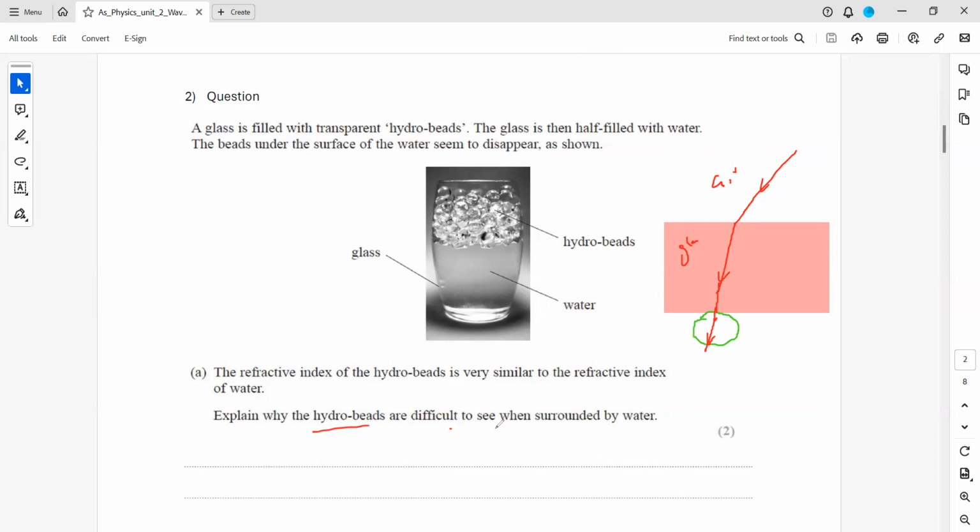So why are the hydro beads difficult to see when surrounded by water? First, because they have the same refractive index, there will be no change in direction of the wave. As they have the same refractive index, the direction of the ray does not change when it changes medium. So no change in direction.